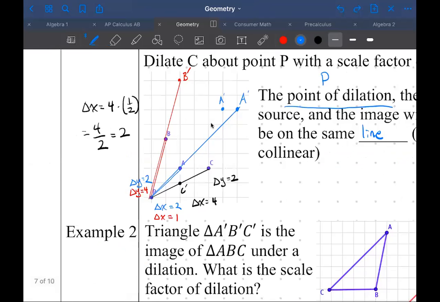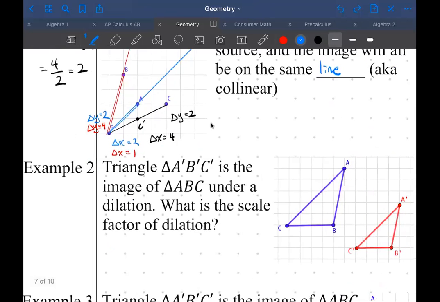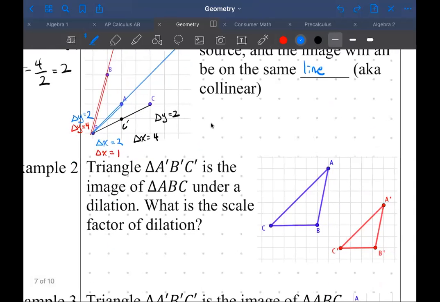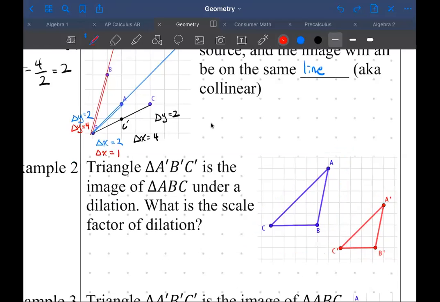Okay, so let's do another example. Triangle A prime, B prime, C prime is the image of triangle ABC under a dilation. I'm now asking you, what is the factor of dilation? What do they multiply by over and over again? Obviously you can't see the point of dilation, it is not even on the grid. But what factor are they multiplying by? They started with the blue triangle, then they dilated it and it turned into this red triangle. What is the factor? And again, every single length is always multiplied by the scale factor. So we need to find some length.